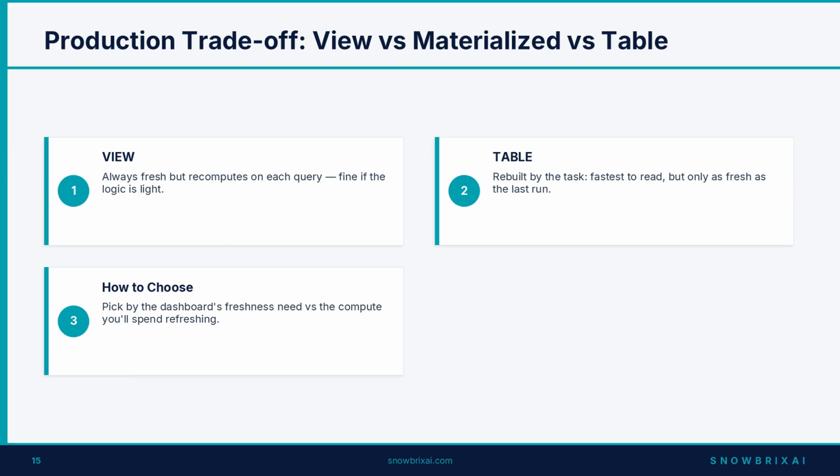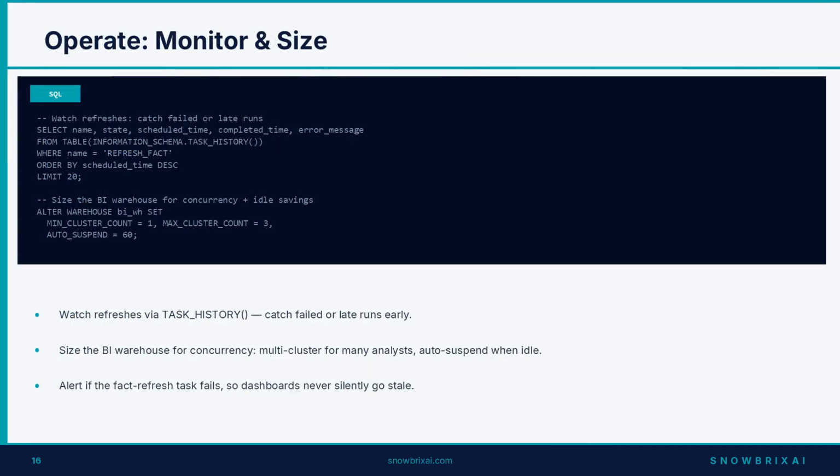Speaking of running it well, let us operate this thing. Shipping is not finishing. You have to operate this pipeline. First, watch your refreshes. You query the information schema task history table function to catch any failed or late runs. Second, size the BI warehouse for concurrency. Go multi-cluster when many analysts hit it at once and set auto suspend so it sleeps when idle. Third, and this is the one people forget, alert if the fact refresh task fails, because if it dies quietly, your dashboards go stale and nobody notices for days. Silent staleness is the worst kind of bug.